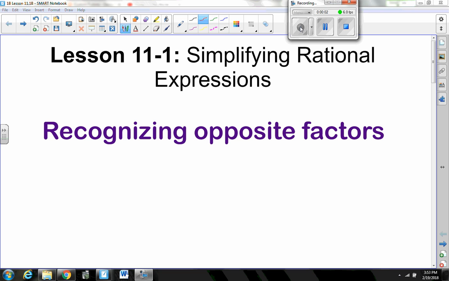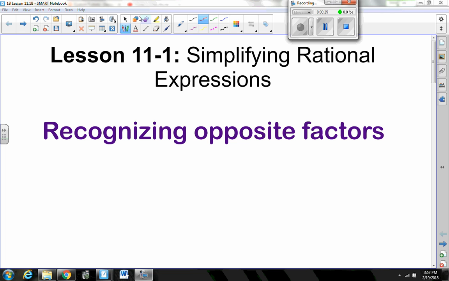All right, Algebra 1B students, welcome to part 2 of lesson 11.1, where we're continuing to look at simplifying rational expressions, where we have some sort of polynomial or algebraic expression on the top and bottom of a fraction, at least one or the other. And today we're going to talk about recognizing opposite factors.